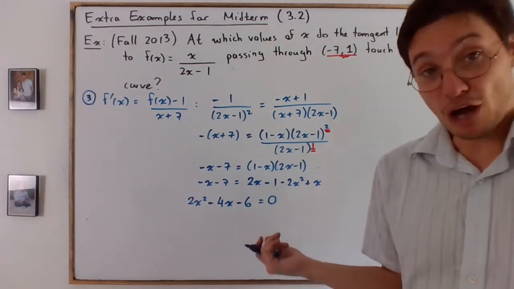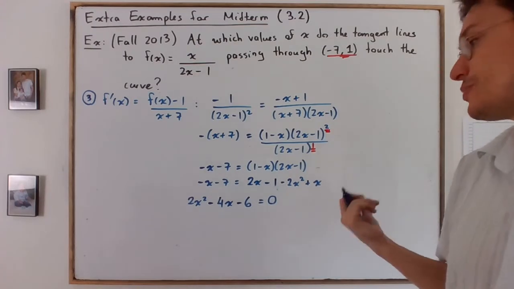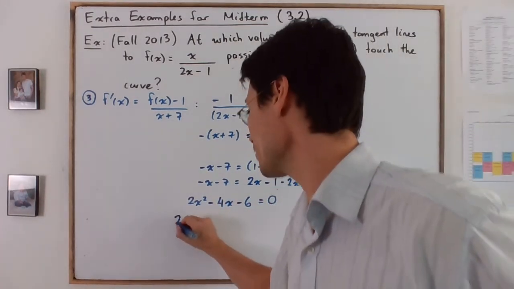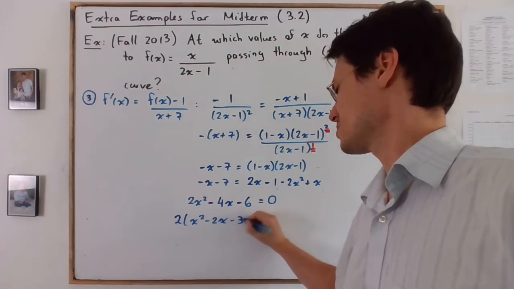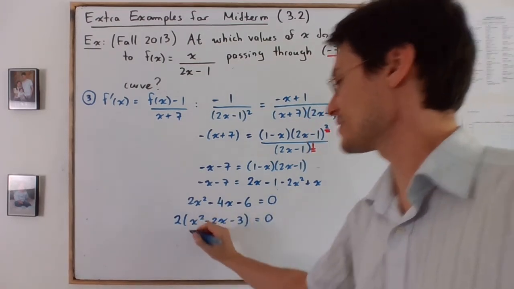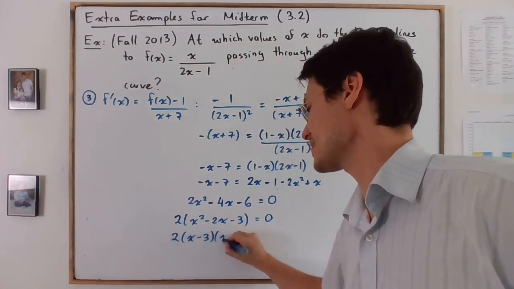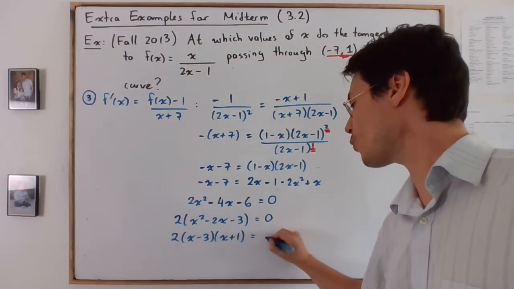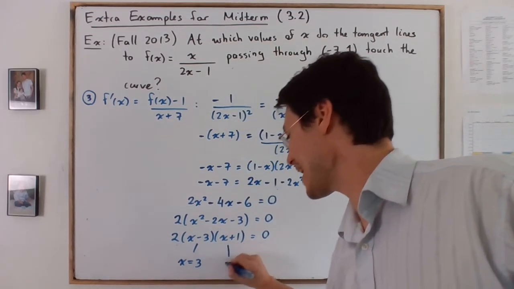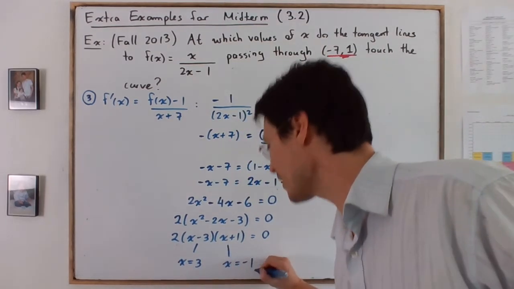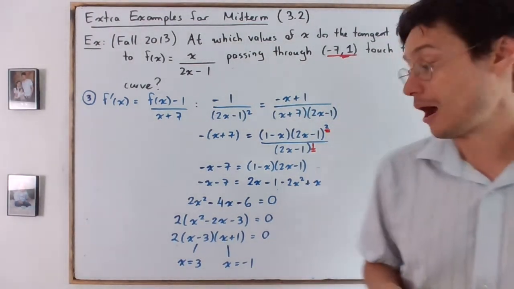After that, obviously, factor and use the zero product property. So you pull the 2 out. Factor this trinomial. It's going to end up being x minus 3, x plus 1. And here you are. You are done. x is equal to 3 and x is equal to negative 1 are the two values of x that we were looking for. Awesome.